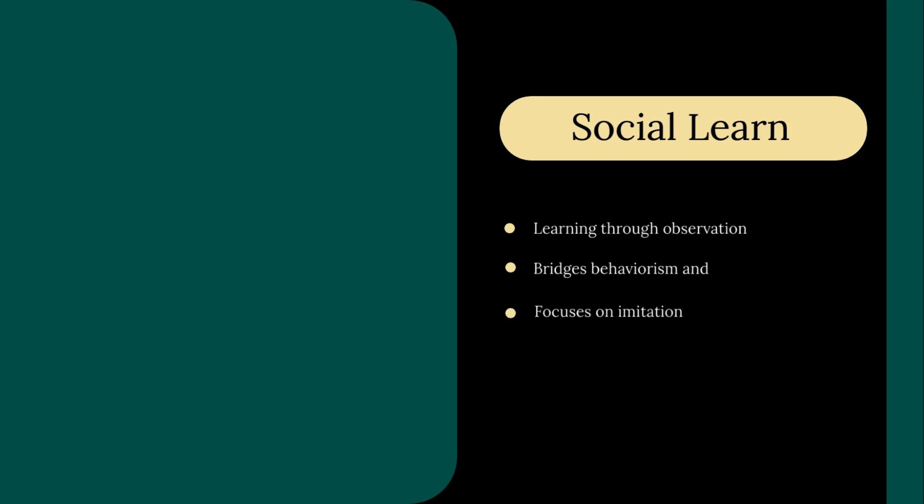Albert Bandura's social learning theory highlights learning through observation. It bridges behaviorism and cognitive theories, focusing on imitation and internal processes. Individuals learn by observing others and the consequences of their actions. This theory emphasizes the role of models in shaping behavior. It integrates environmental and cognitive factors in learning.